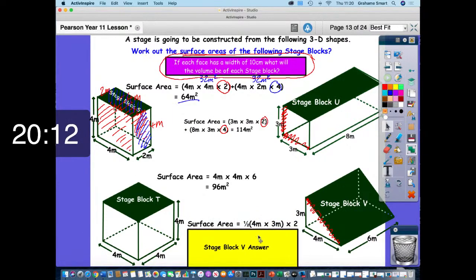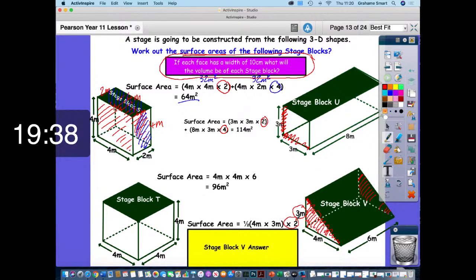So first of all, I've dealt with the triangular parts, and I'll do this in red. So I've done half the base times the perpendicular height. So the base is 4 metres, so half of that is 2. The perpendicular height here is 3 metres. So I've used the formula there, half base times height. And I've timed it by 2. Why have I timed it by 2? Because we know that the opposite side is also going to have that same surface area, folks. That's why I've timed it by 2. All right, so that's those two sides.